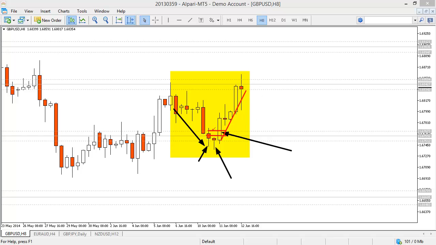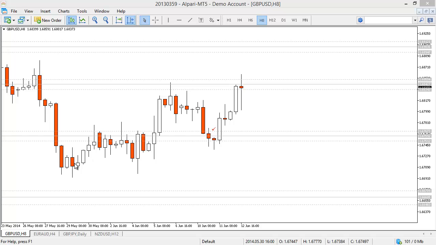Now, because this is an 8-hour chart, you can split your day up into pretty much 3 parts. If you're trading exclusively 8-hour charts, you can check your charts only 3 times per day and still take profitable trades like this. So if you're checking your charts 3 times per day, you've got 8, 16, 24. There are 3 8-hour candles in a day.